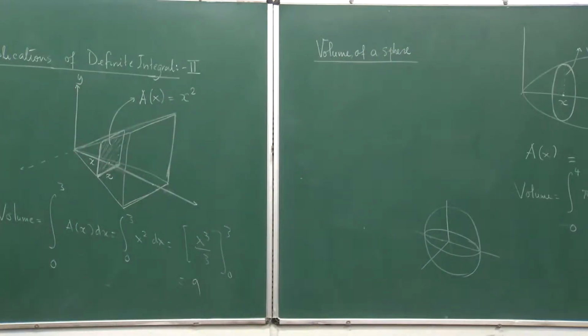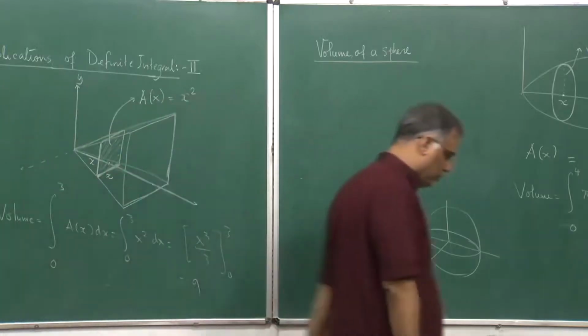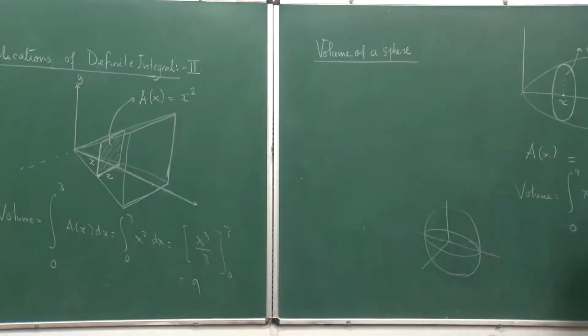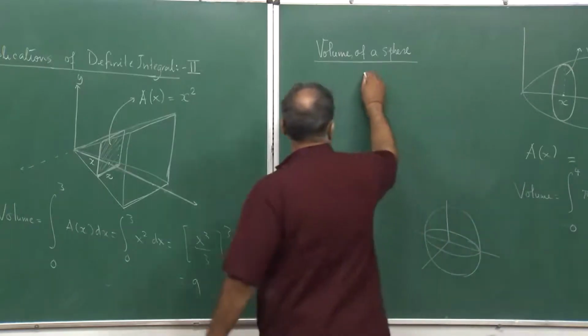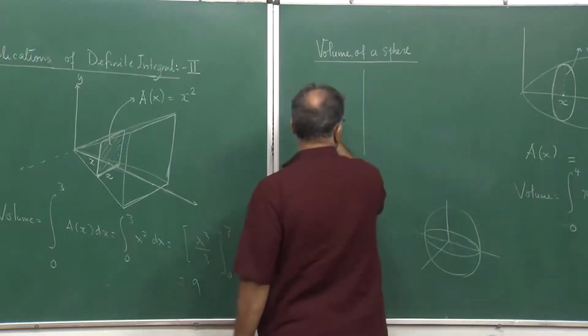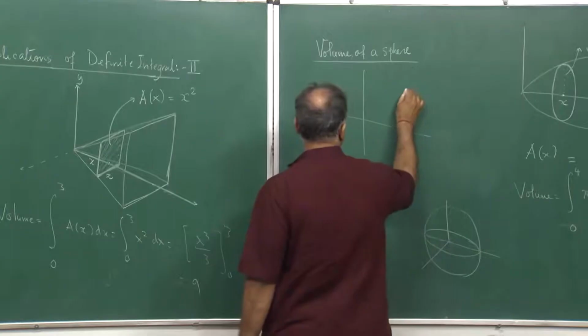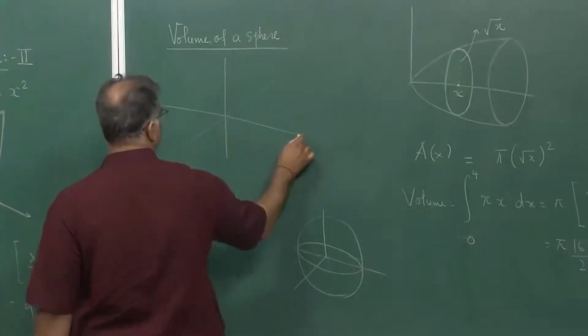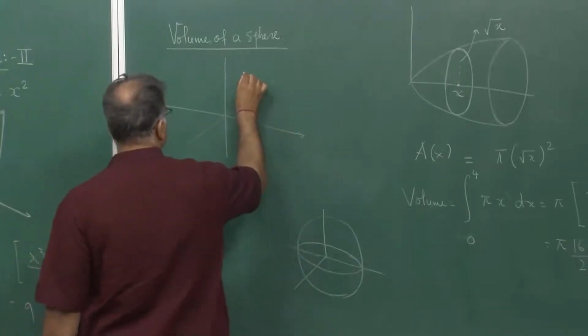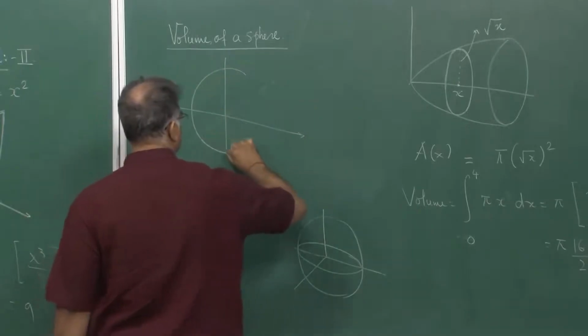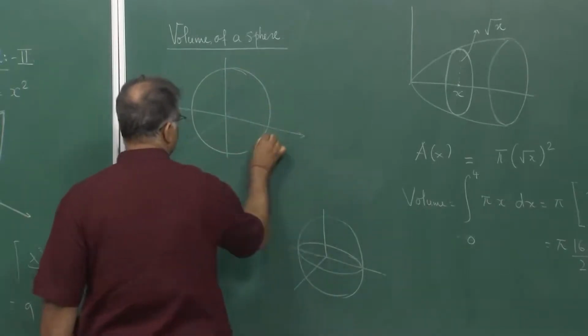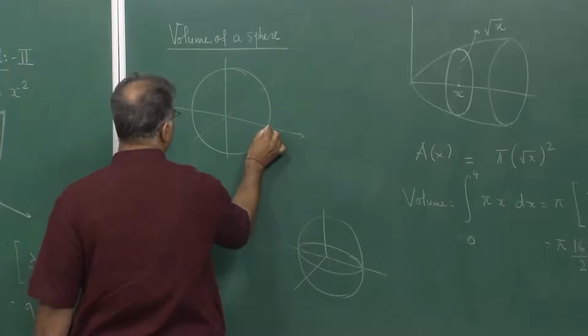So, how do I look at the volume? I take any point x. So, here is my sphere, here is my x axis. So, here is my sphere. My drawing is not exact, please forgive me for that.